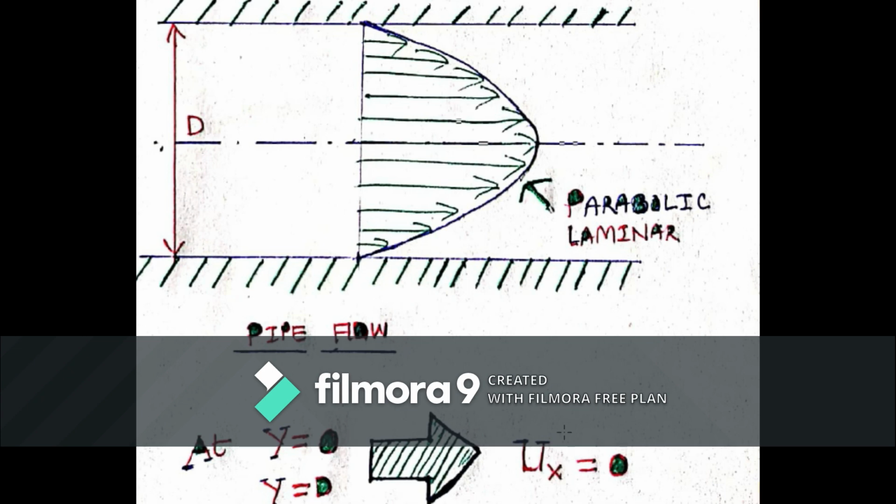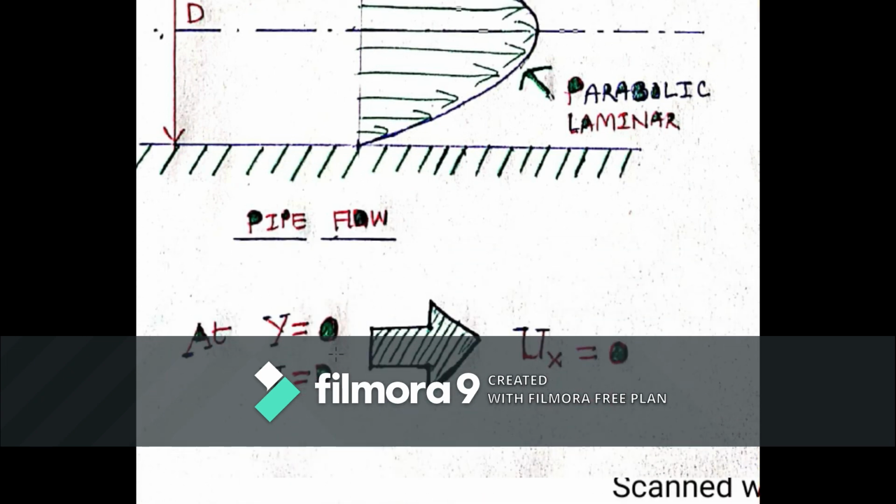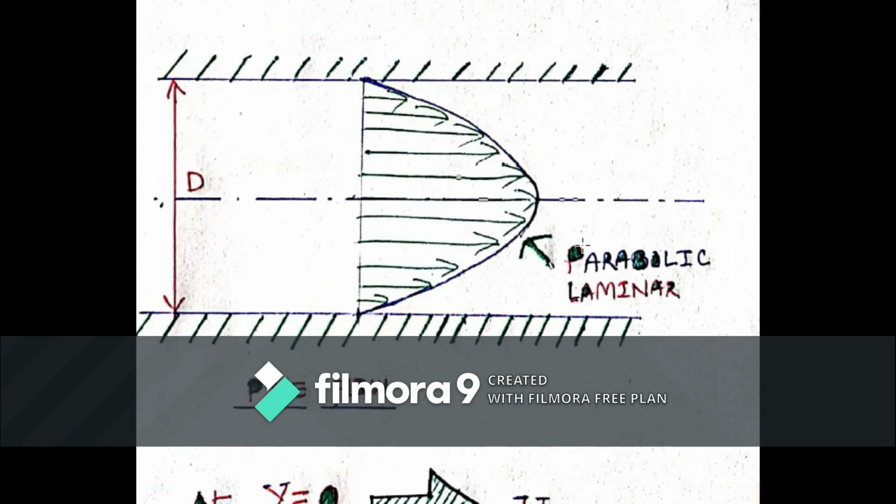The x component of velocity at the wall will again be 0 at y equal to 0 and y equal to d. y equal to 0 is here and y equal to d is here. So at these two places, the x component of velocity will be equal to 0. This is essentially needed to solve the problem. So while you are doing a simulation, you need to enter these values.